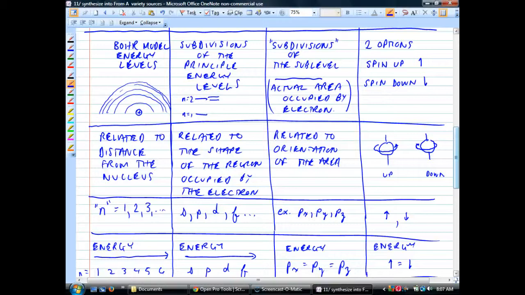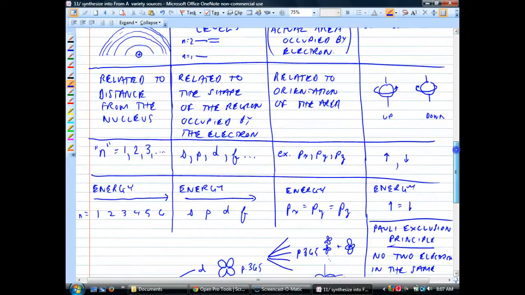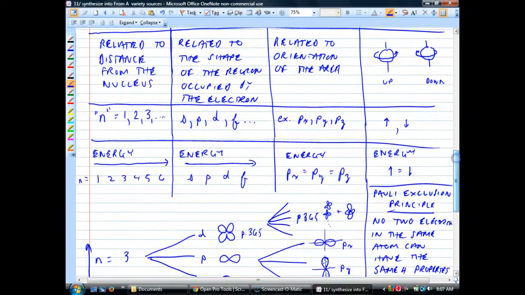So we have these four parameters, and what happens is this controls the number of electrons that can be in each energy level. Let me say that again. These rules control the number of electrons that can be in each energy level of the atom. For example, principal energy level 1 only has one sublevel, which has only one orbital, so principal energy level 1 can only hold 2 electrons.